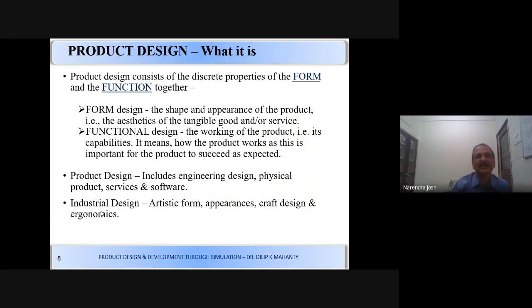So what is product design? Basically, we have to work on two things: form design and functional design. Form is the shape and appearance of the product, the aesthetics, for tangible goods and services. Now I'll give an example. What is the meaning of this tangible service?